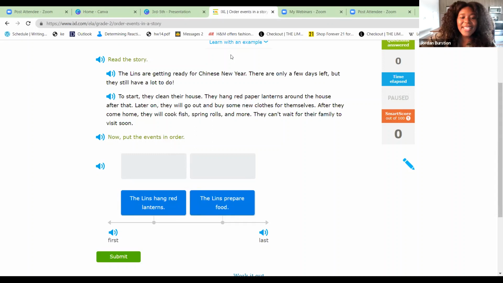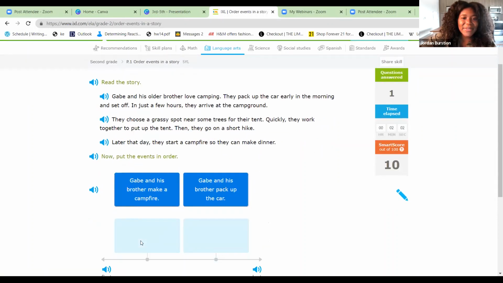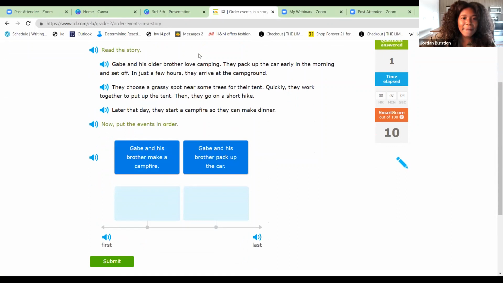They hang the red lanterns and then they prepare the food. Perfect, perfect. Awesome. Okay. We'll do one more like this. Okay.